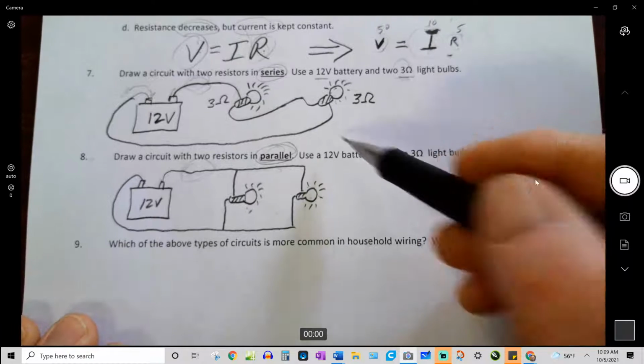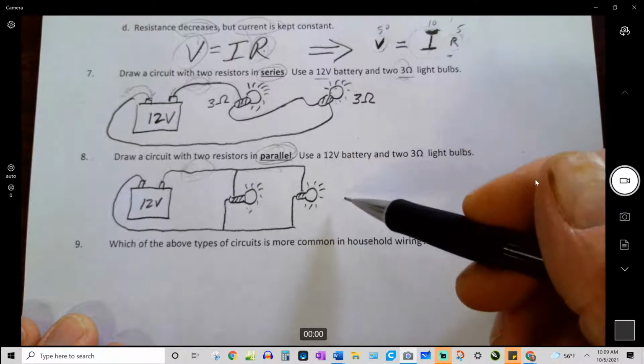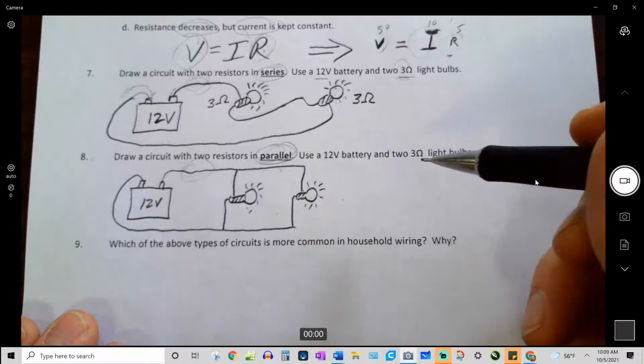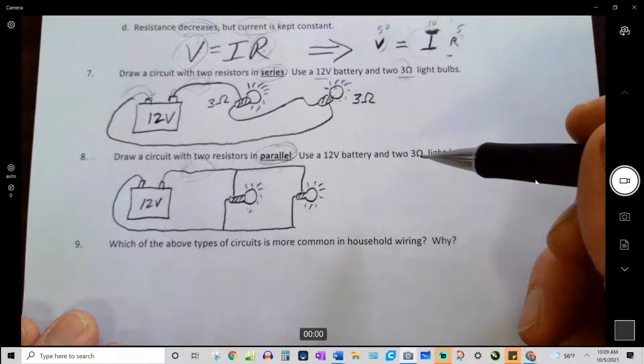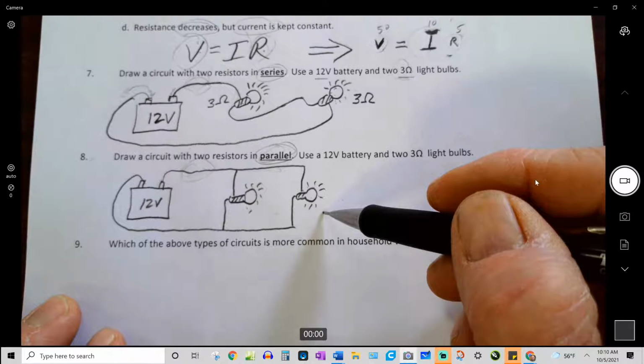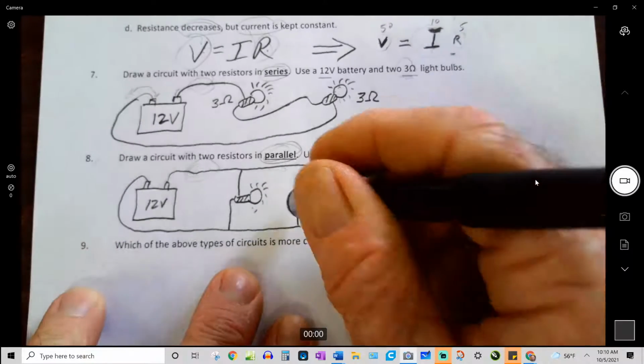Guess which one? So Malachi, you need to know this one. Which one of these do we use in houses more often? Series or parallel? Do you know this one yet? The bottom one? Yeah. Do you know why? There are a few reasons. So anybody, Will? Right. So don't do this because then you'll have to draw it again.